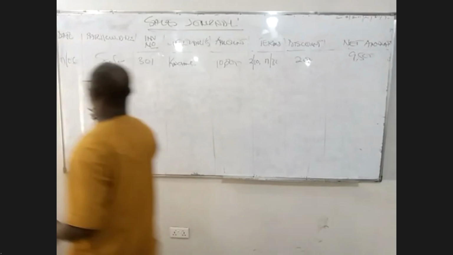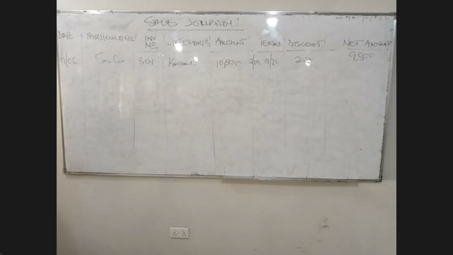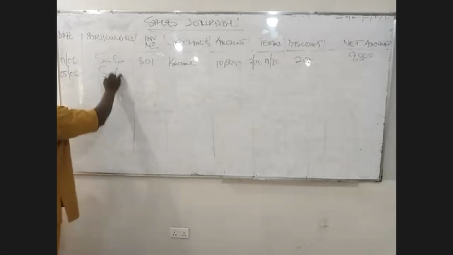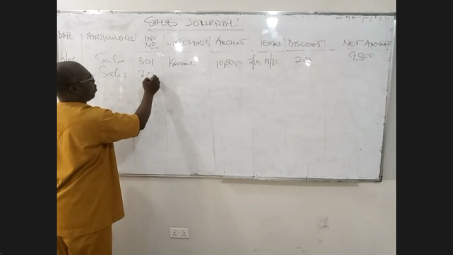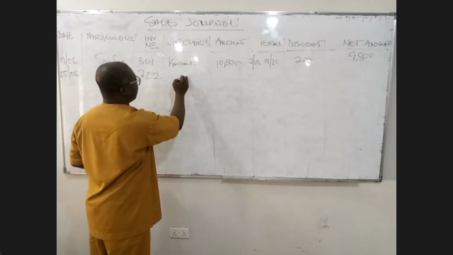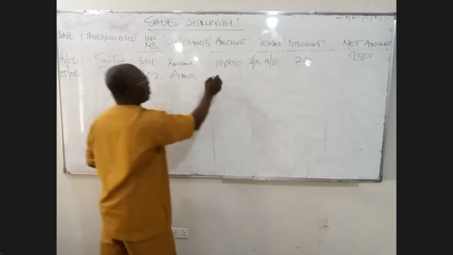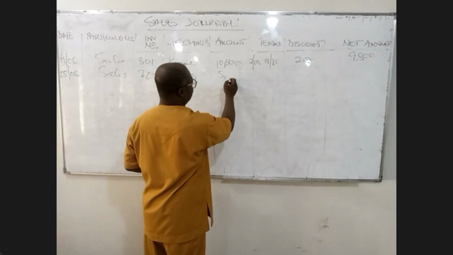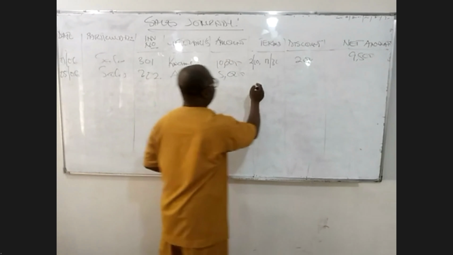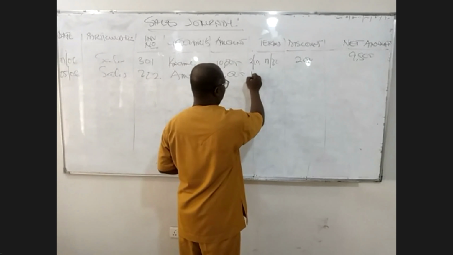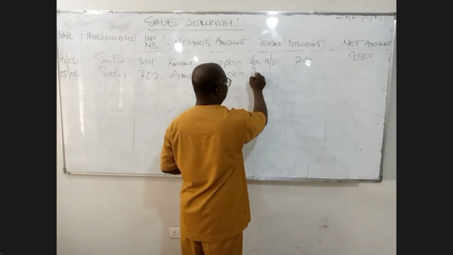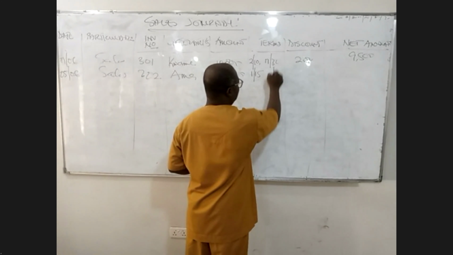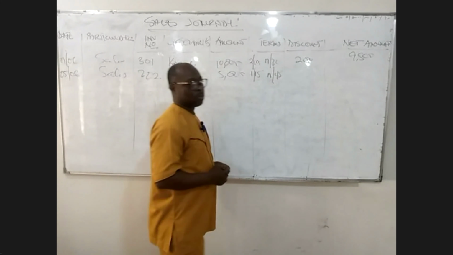Number 2 is what? Quickly. Are we together? Again, here is what? Sales 30. The name of the client. Amount: 5,000. And then times 1 over 15 and 45.